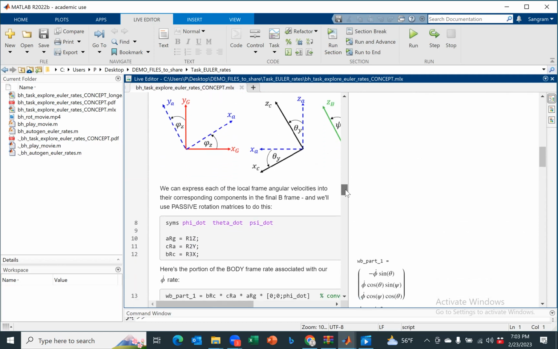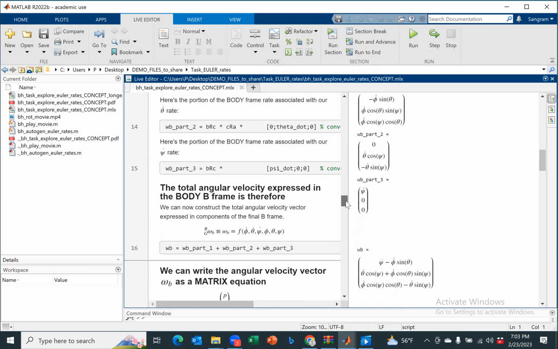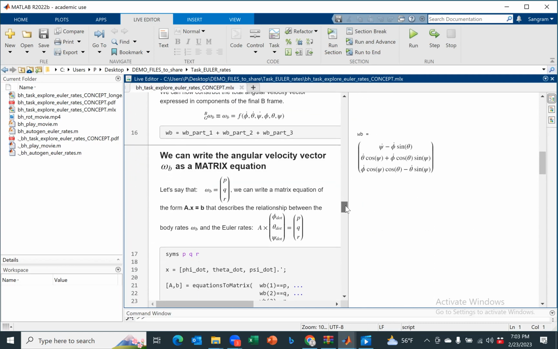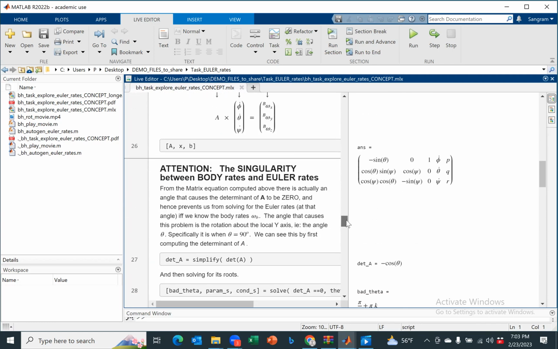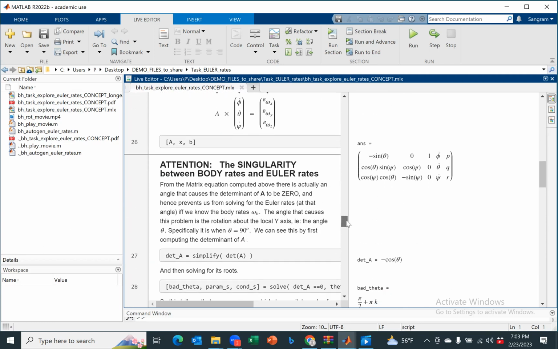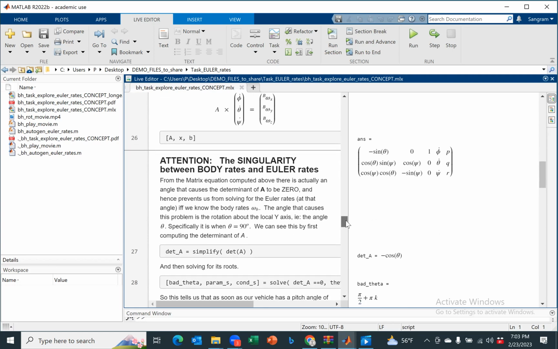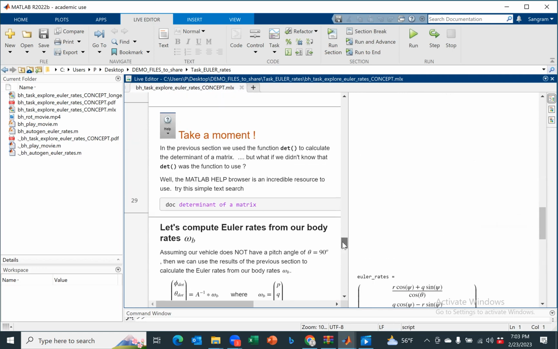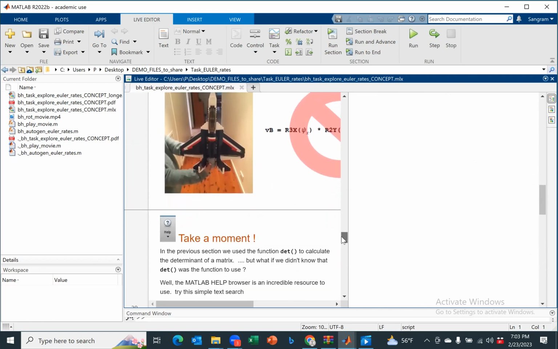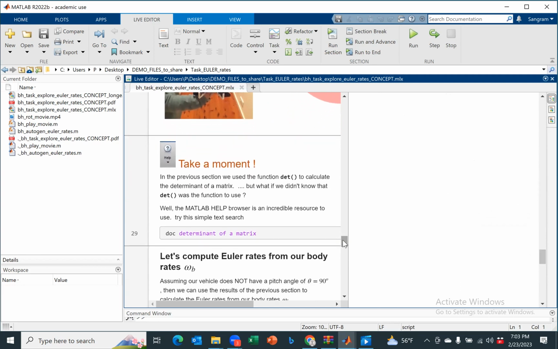So if you go down, it will also do this. And then finally, it will come up with the kinematic equation. So at the end of this, what you're going to get is a kinematic equation. If you use the Euler angles, you are going to get the singularity at 90 degrees. This is actually explained very well. But the last part, what I want you to play with is that you can create a symbolic equation.